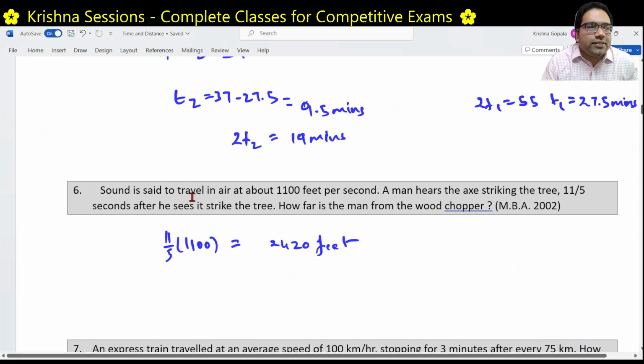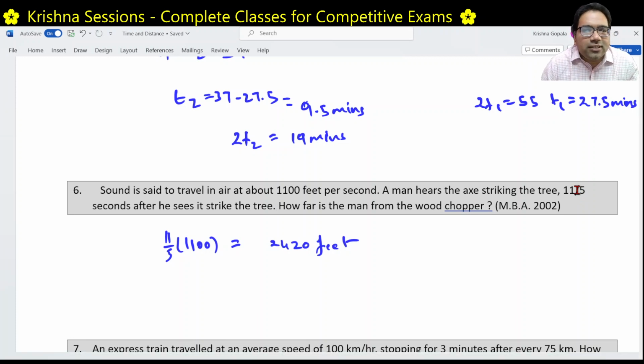Next one. Sound is said to travel in air at about 1100 feet per second. A man hears the axe striking the tree 11 by 5 seconds after he sees it strike the tree. He's seeing it, but the sound he's hearing after 11 by 5 seconds. That means 2 point some seconds. He's seeing it immediately, but he's hearing after 11 by 5 seconds.